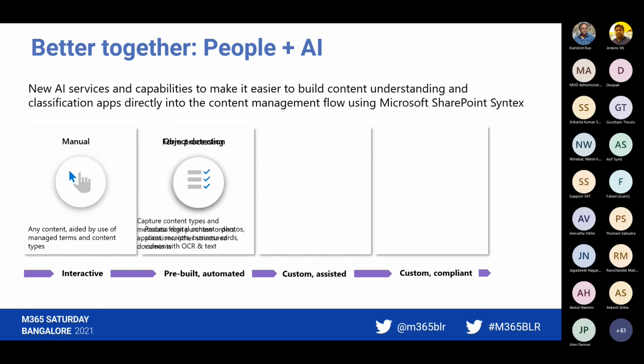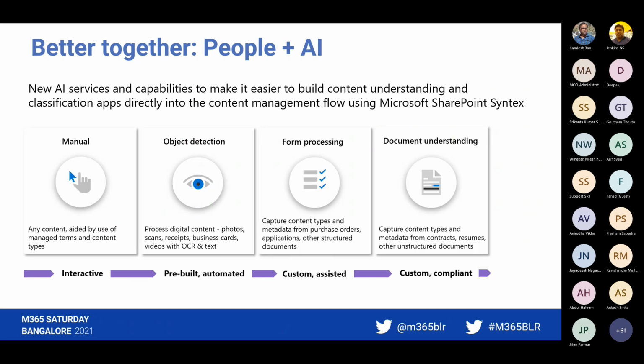So the intention is to basically bring people plus artificial intelligence together. There are abilities to manually perform your content classifications. You can also do object detection, which is to process your photos, scans, business cards and so on, which is also a capability directly available as part of form processing.